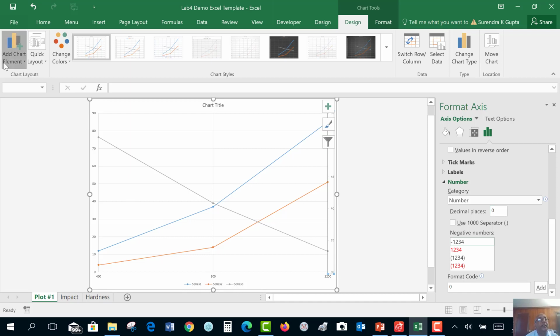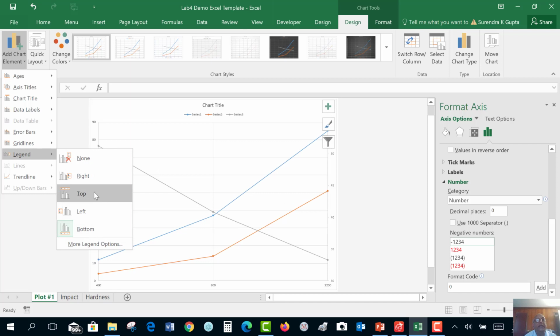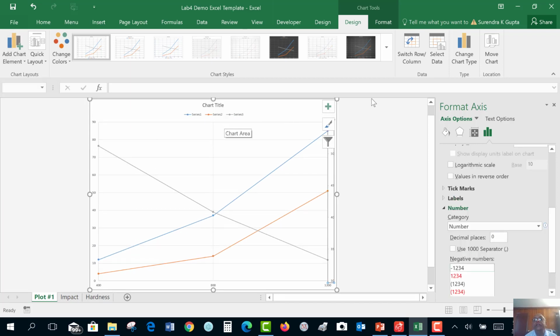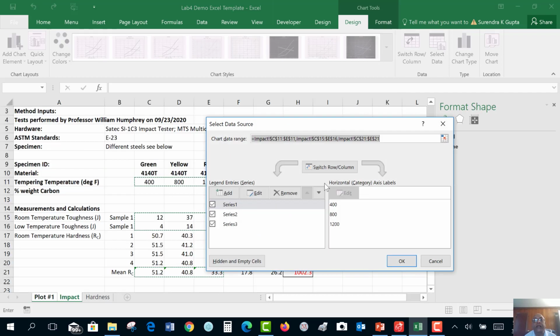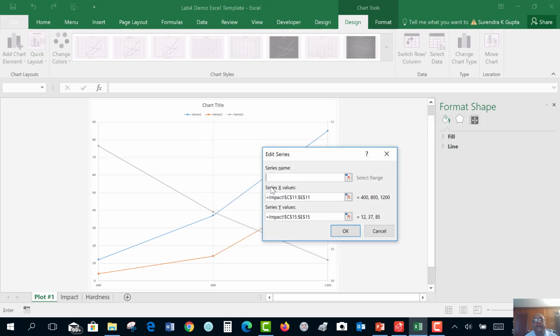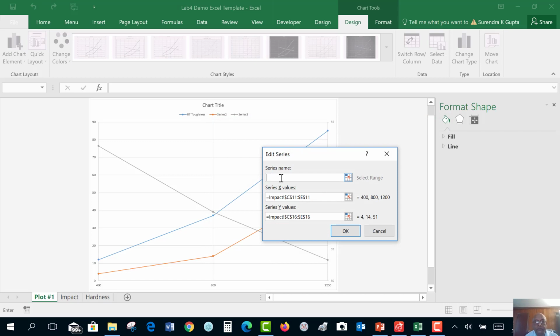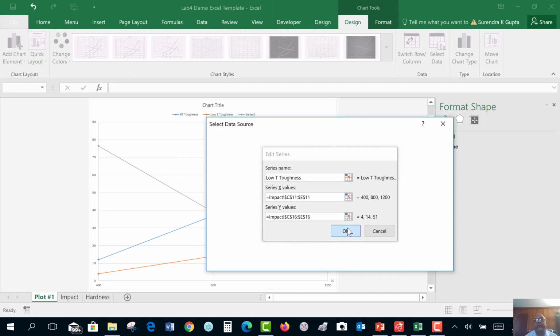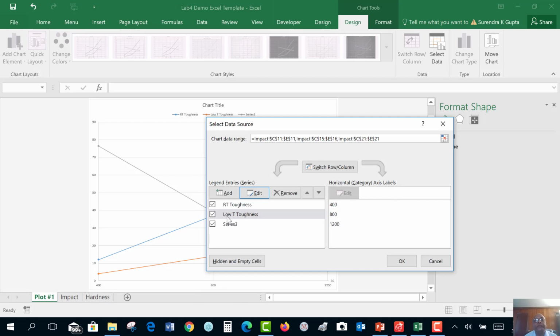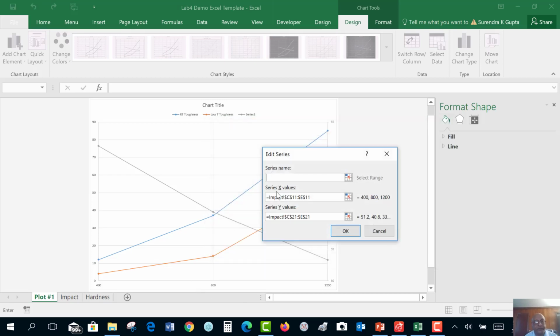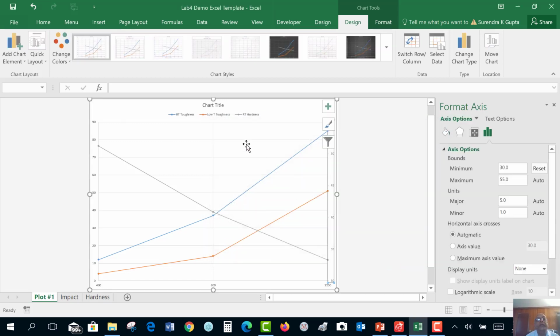Let's identify them. So let's put the legend at the top. So we don't want series 1, series 2, series 3. So let's give it some names. We'll go to select data, series 1, edit, and this we know was room temperature toughness. Series 2, low temperature toughness. Series 3 is room temperature hardness.